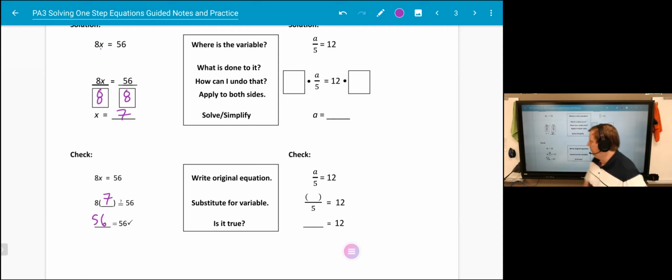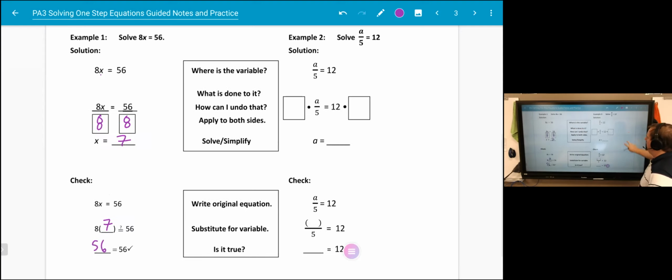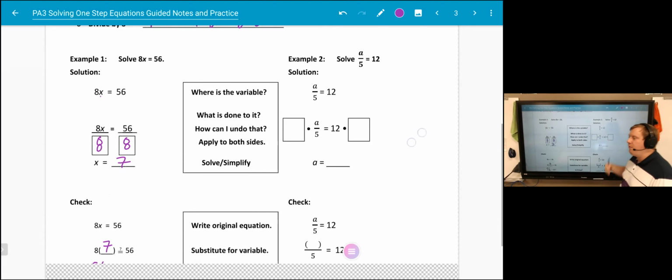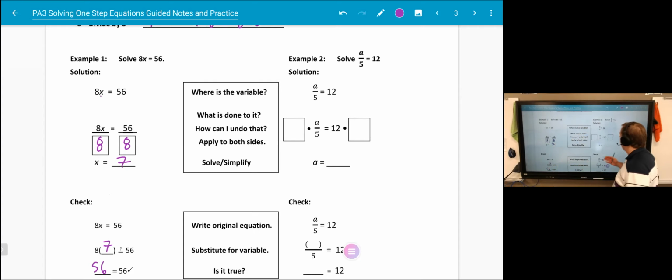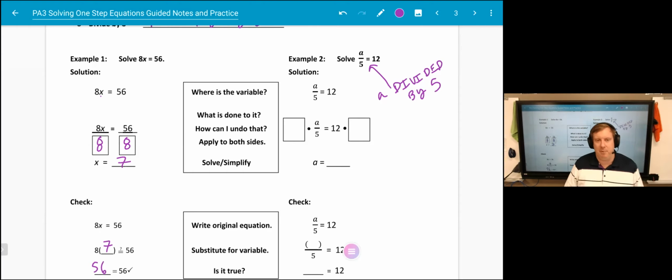Let's go on to the next one. We've got a over 5 equals 12. Now, I said it differently just to see if we could hear that in your mind. A over 5, you could also read that as a divided by 5. Ooh, a divided by 5. Well, we know that the inverse operation of division is multiplication, and if I'm dividing by 5, to get rid of it, I need to multiply by 5.